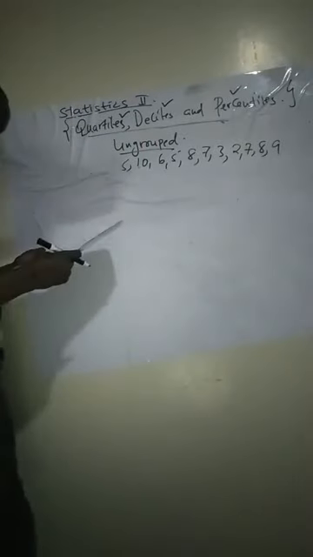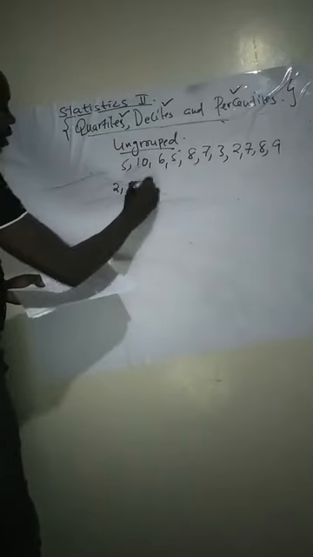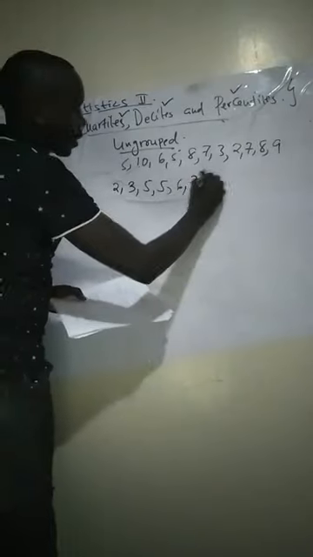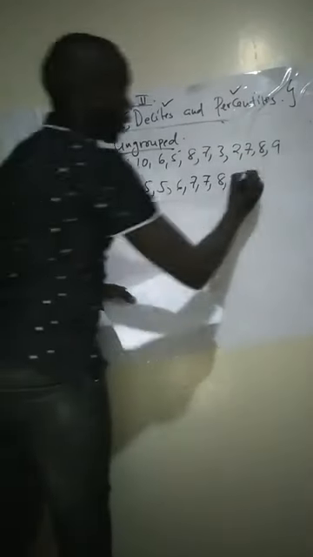Let me arrange them in ascending order, starting with 2, the least value, then 3. I have 5 twice, so you must repeat them. Then 6, 7 twice, 7, 7. 8 twice, they are also two, 9, and lastly 10. Then from there you should be able to find the median.